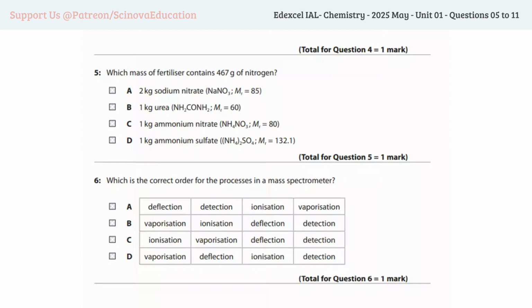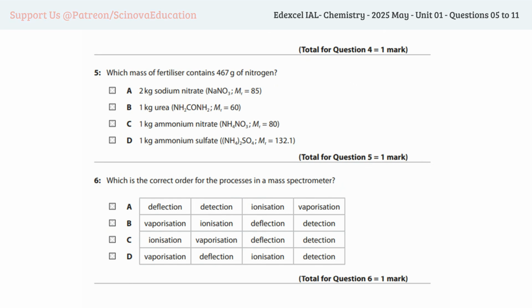Edexcel IAL Chemistry 2025 May Unit 1 Question 5. Which mass of fertilizer contains 467 grams of nitrogen? You are given sodium nitrate 2 kilograms, urea 1 kilogram, ammonium nitrate 1 kilogram and ammonium sulfate 1 kilogram, and you're given the Mr values, so you don't have to calculate.